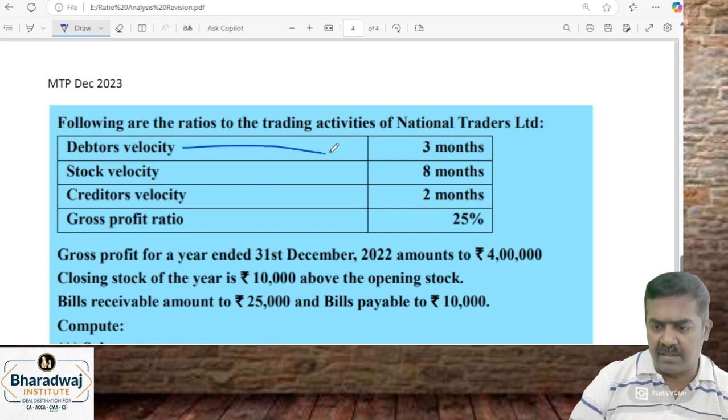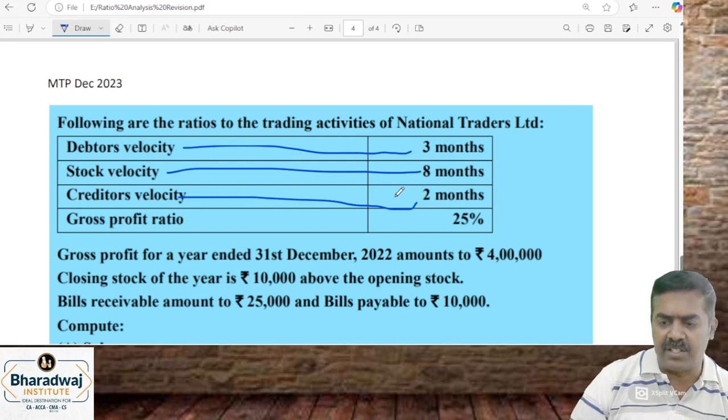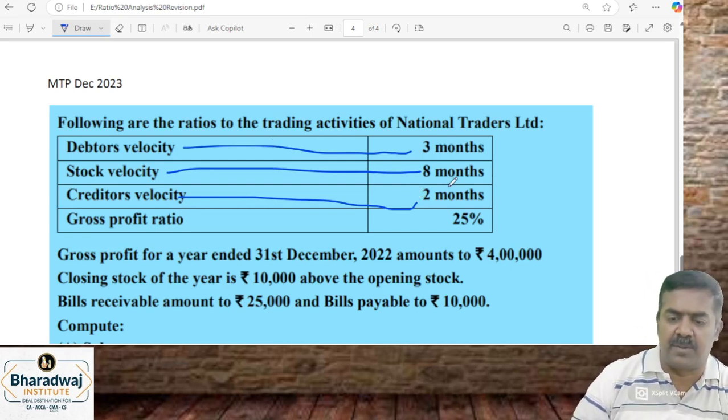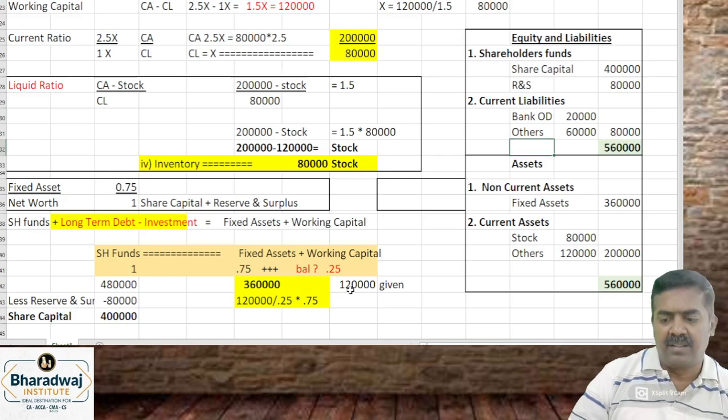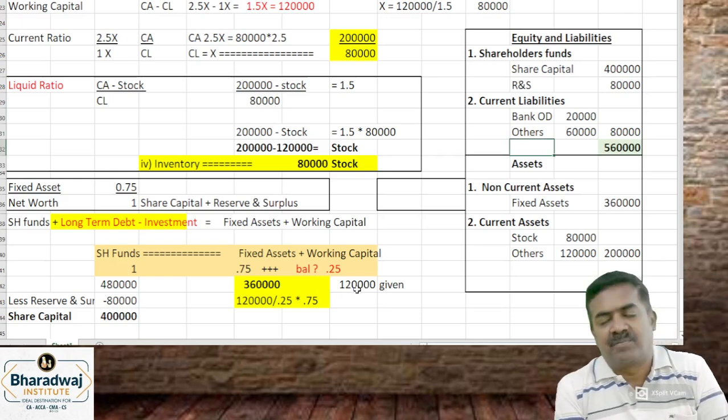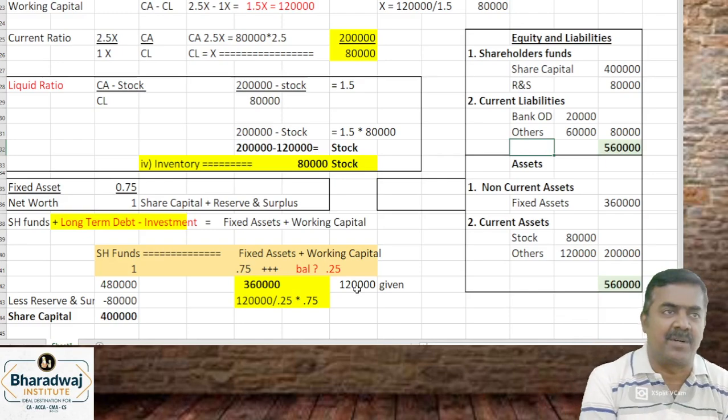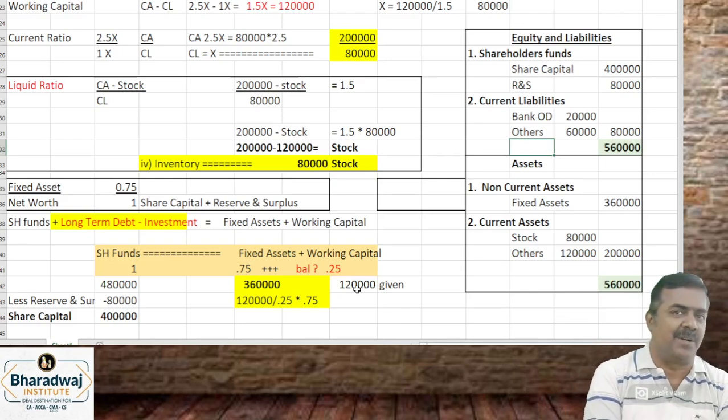Debtors velocity of 3 months means take 3 months of collection. Stock velocity of 8 months means stock is held for 8 months. Speed, velocity means speed. Speed of collection, speed of moving the stock, and creditors velocity 2 months. What do you mean by debtors velocity? The time taken for collecting money from debtors. 3 months we take to collect money from debtors.